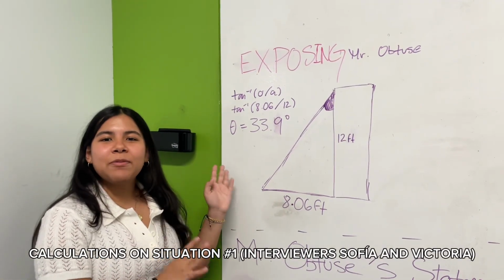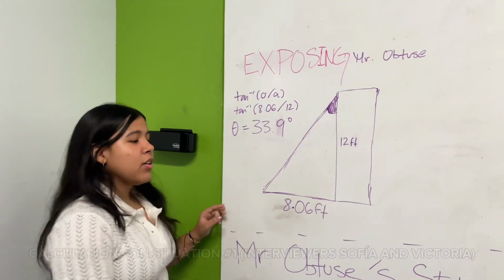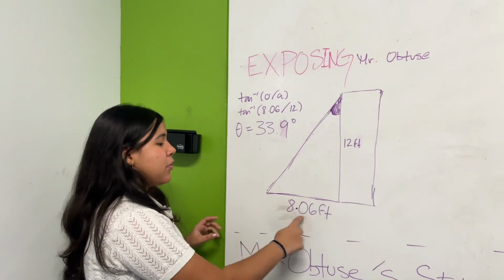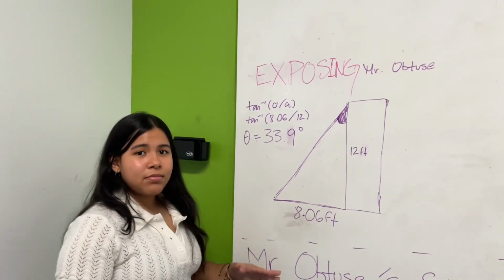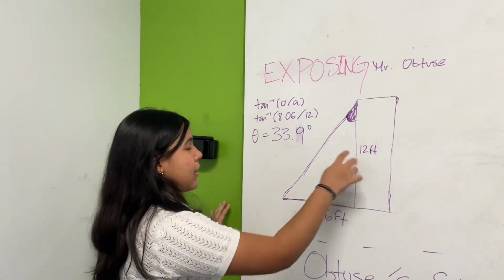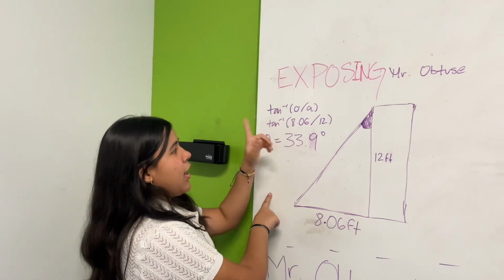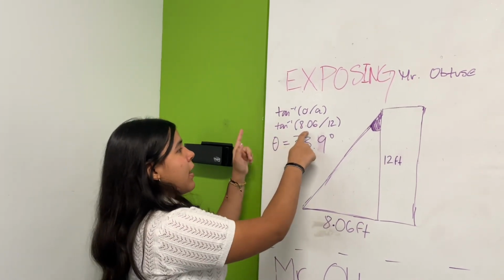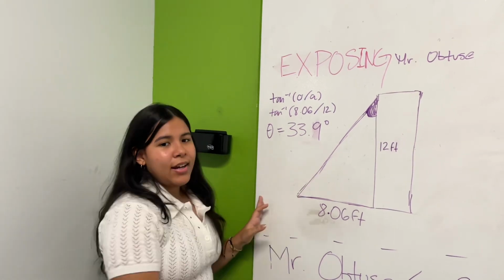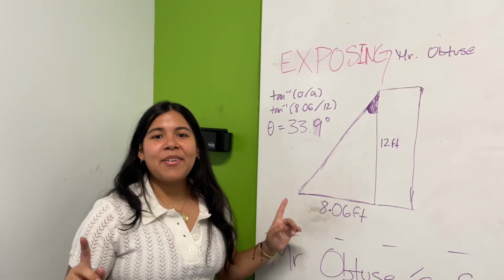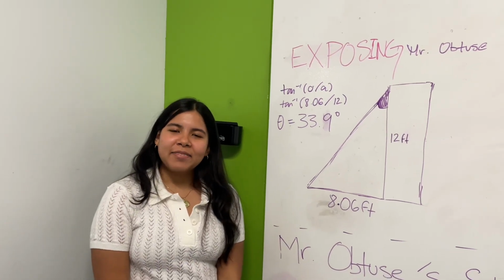Okay, exposing Mr. Obtuse. He was in fact lying and wrong, because when we went outside to test it out, we saw that the ball was at 8.06 feet, and the height of the building was 12 feet. So based on these numbers, we calculated the inverse tangent of 8.6 divided by 12, which is 33.9, very far from the angle that he said. So Mr. Obtuse is lying.